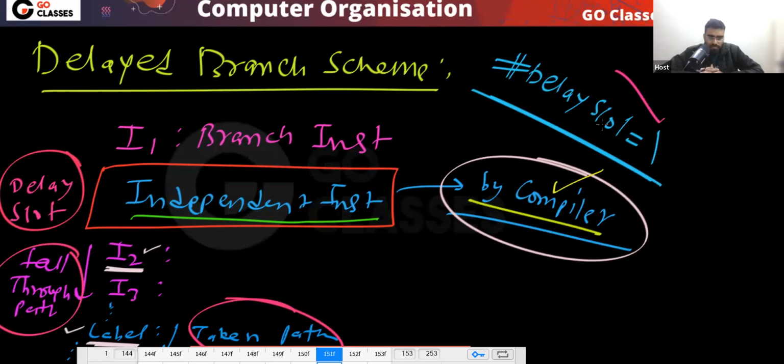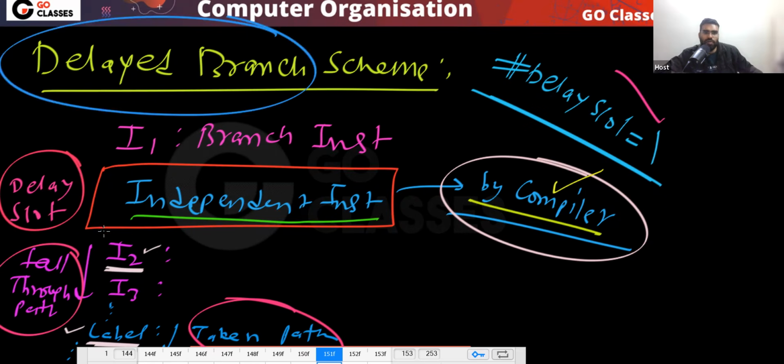Independent instruction means even if I execute this, the correctness of the program does not get affected. Is this clear? Now you tell me: whether the branch is taken or not, in this scheme, who will be executed? This instruction will be executed, which the compiler has put in the main memory after the branch instruction.